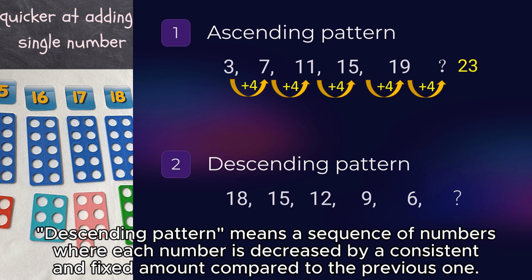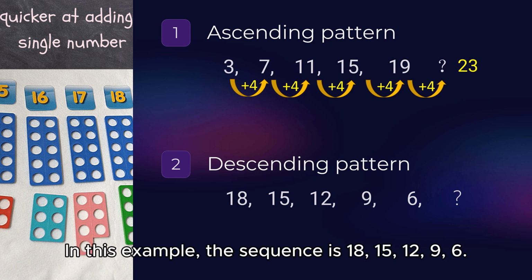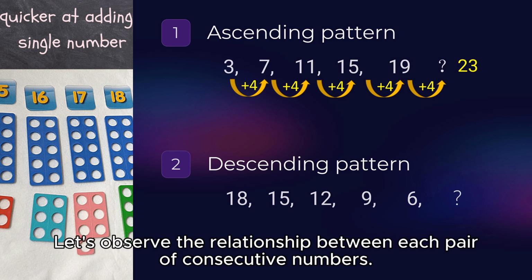A descending pattern means a sequence of numbers where each number is decreased by a consistent and fixed amount compared to the previous one. In this example, the sequence is 18, 15, 12, 9, 6. Let's observe the relationship between each pair of consecutive numbers.